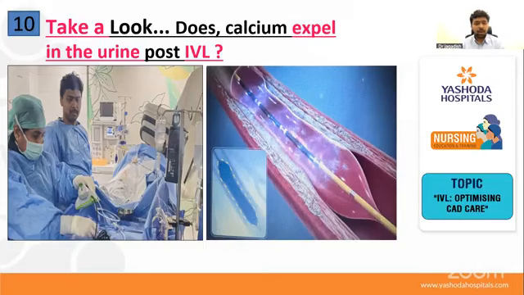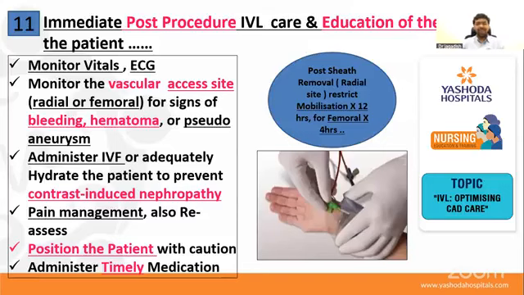Sir, you are breaking the calcium. Can we see the calcium, or where does this calcium go? Yes, when I'm breaking this calcium, it is made into finer microparticles, and that is dissolved in the blood, and ultimately it has to go out in the urine.